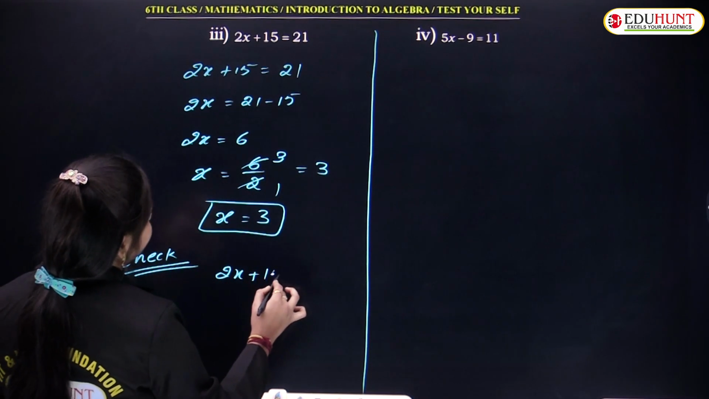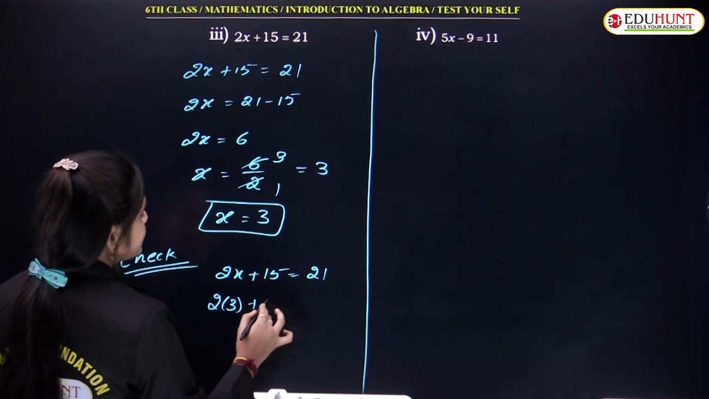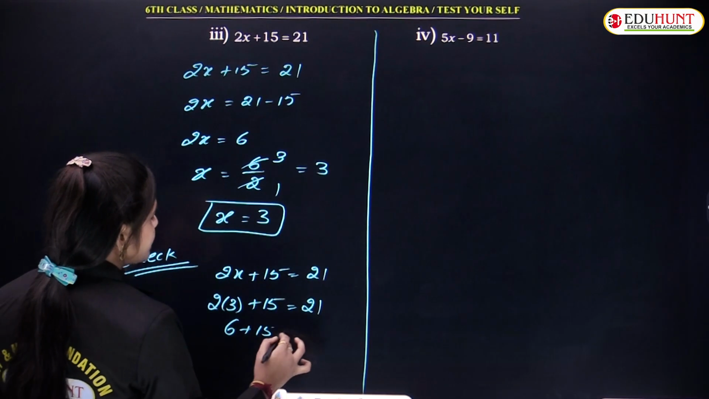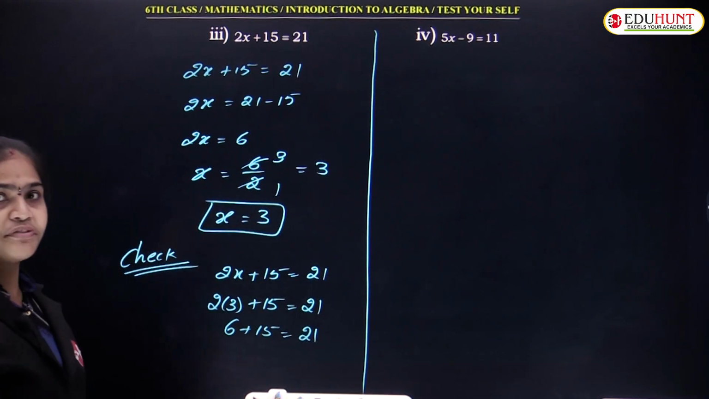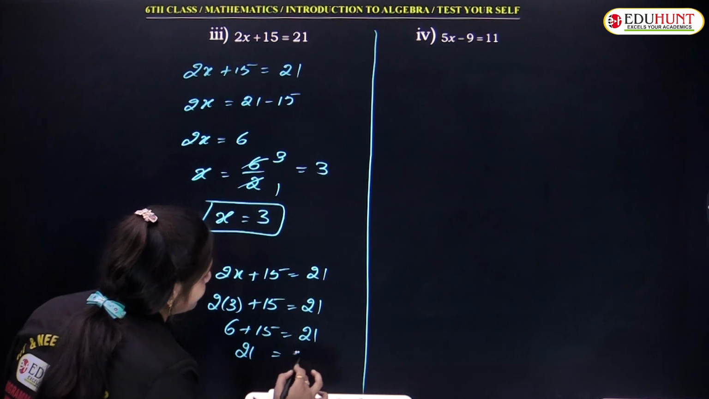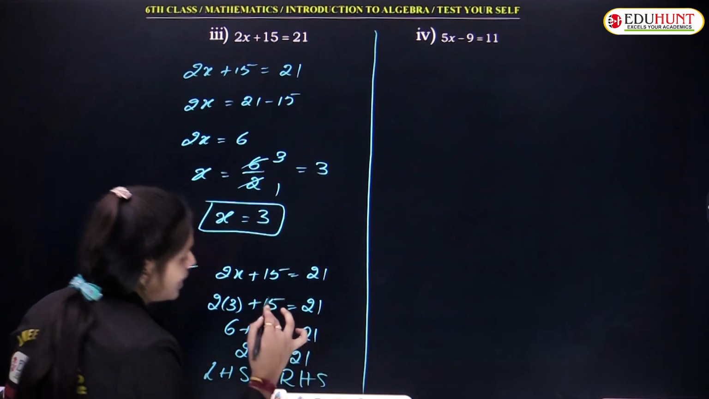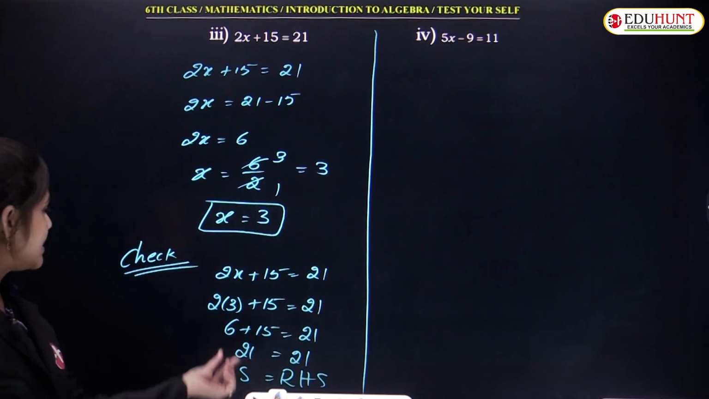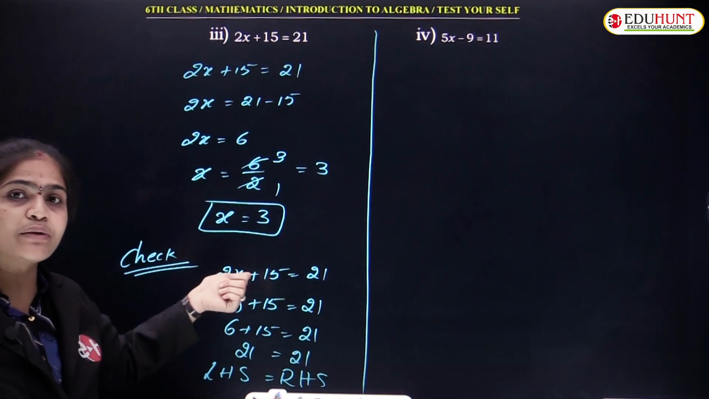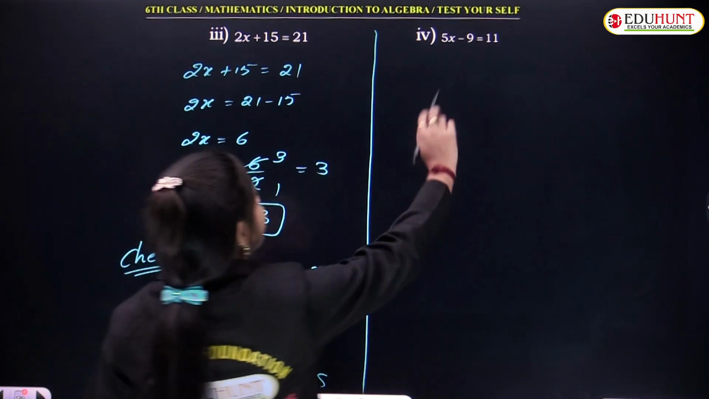2x plus 15 is equal to 21. Now here 2 into 3 plus 15 is equal to 21. 2 threes are 6, plus 15 is equal to 21. 6 plus 15, how much is it? 15 plus 6 is equal to 21, equal to 21. Finally here LHS is equal to RHS. Clear? Does this value satisfy or not? That's why x is equal to 3. What is the root of this equation? That is 3. Understand?